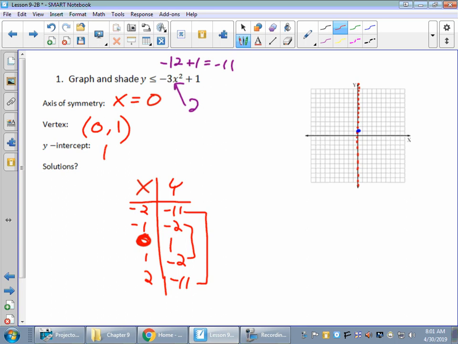So now I got 5 points to plot. Let's go ahead and plot those. I already have my vertex done. For -2, 11, go -2 on x, then 1, 2, 3, 4, 5, 6, 7, 8, 9, 10, 11, just off the map there. Then -1, 2.